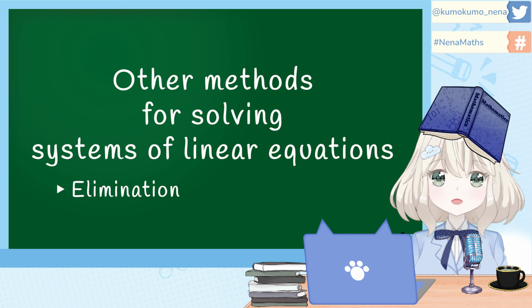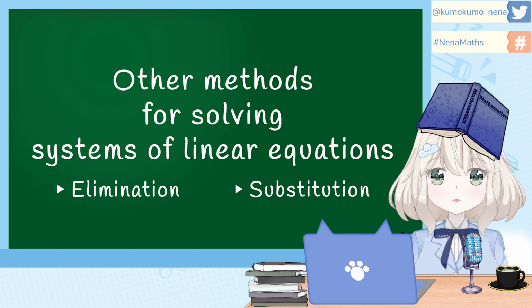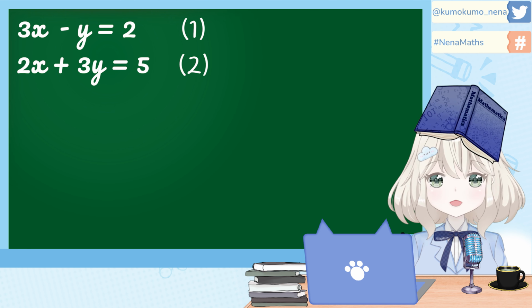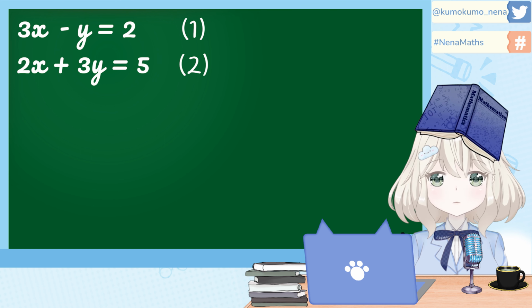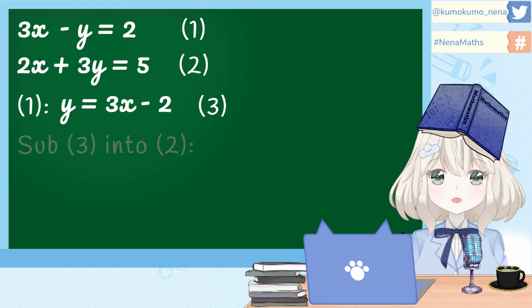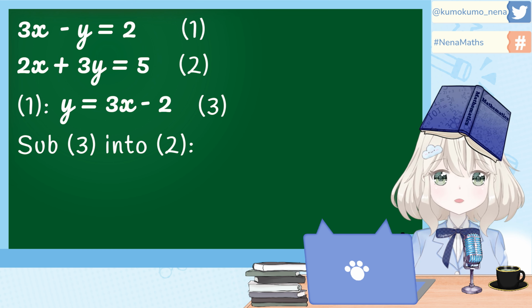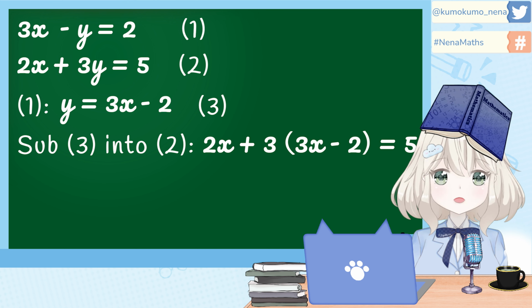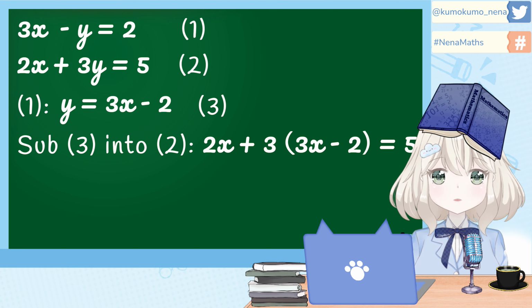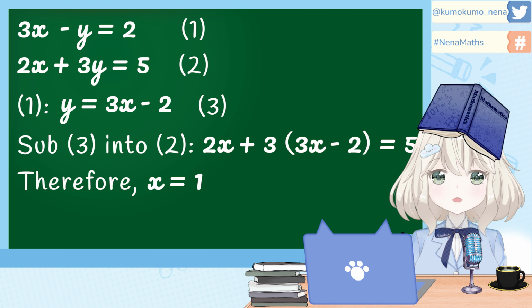There is another method called substitution. We use the substitution method when the coefficient of x or y is 1 or minus 1. For example, 3x minus y equals 2, 2x plus 3y equals 5. We can change the first equation into y equals 3x minus 2 and substitute it into the second equation to get 2x plus 3 times 3x minus 2 equals 5. This is an equation with only one variable, so we can easily find the answer.